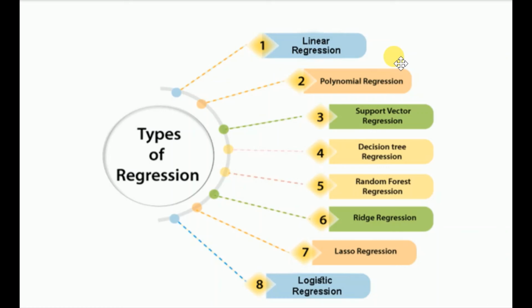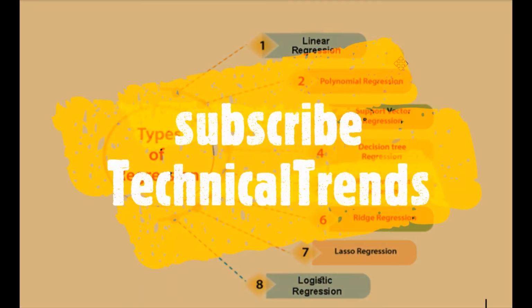But the main motto of all these regressions is to find the relationship between the dependent variable and independent variable. So in upcoming videos I will be explaining clearly what all these regressions mean. So keep track of my videos.